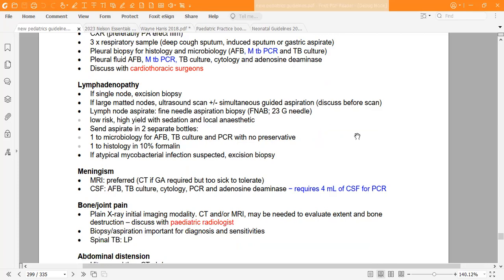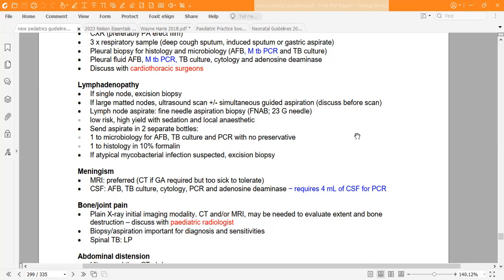Lymphadenopathy. If I have lymph nodes, if single node, excision biopsy. So if I have only one single node, I will do excision biopsy. If large matted nodes, ultrasound scan plus minus simultaneous guided aspiration, discussed before scan. Okay, so if I have large matted nodes, I will do ultrasound scan plus minus simultaneous guided aspiration. I have to discuss before doing this scan.